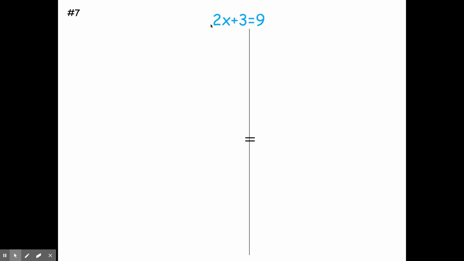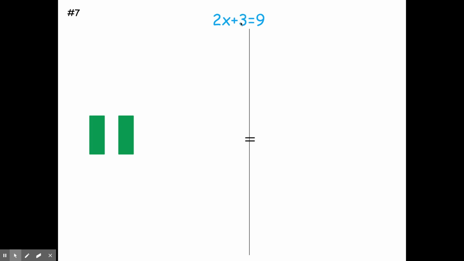I've got a 2x. How many x's do I have? I've got 2 of them. Are they positive or negative? Well, there's no negative sign. Therefore, it's a positive 2x. All right, so I'm going to use my 2 green bars to represent 2x. 1, 2, 2x. After that 2x, I am adding 3.